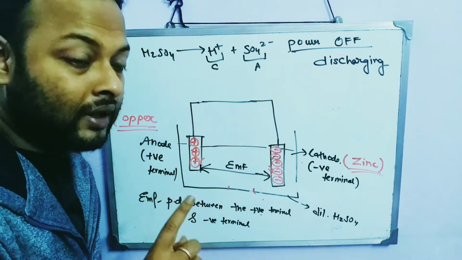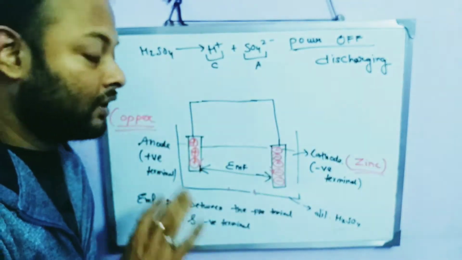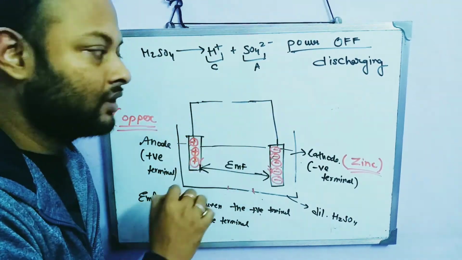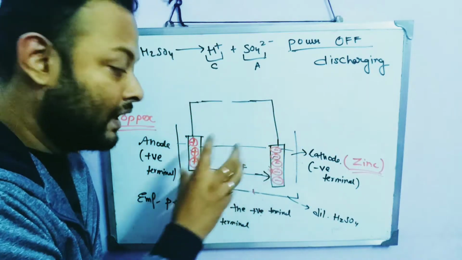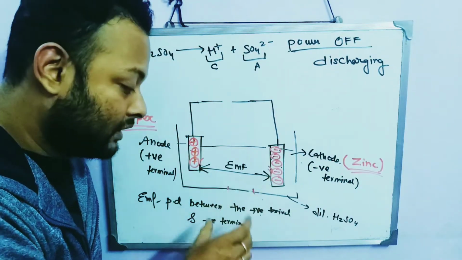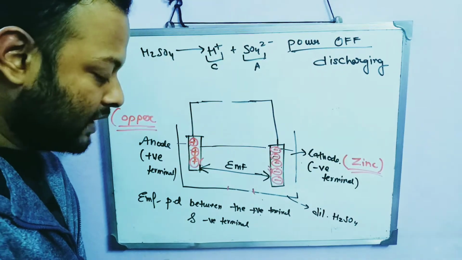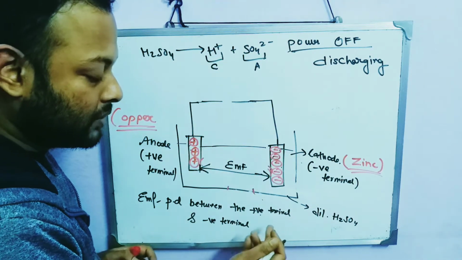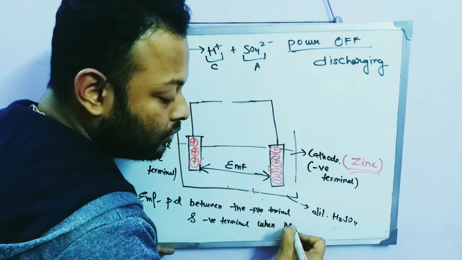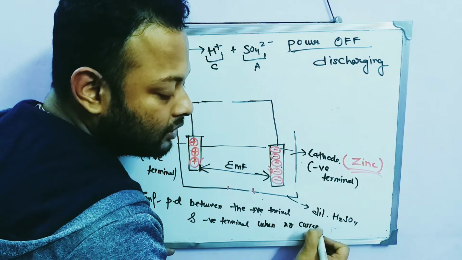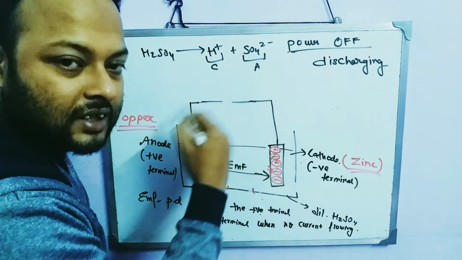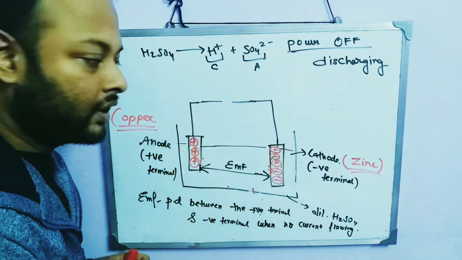it is the potential difference between the positive terminal and negative terminal when no current is flowing. No current means what? You make it like an open circuit. So when no current is flowing, whatever the potential difference is there, this potential difference is called as the EMF. So potential difference between the negative terminal and positive terminal when no current is flowing, or say no current is flowing in the external circuit.